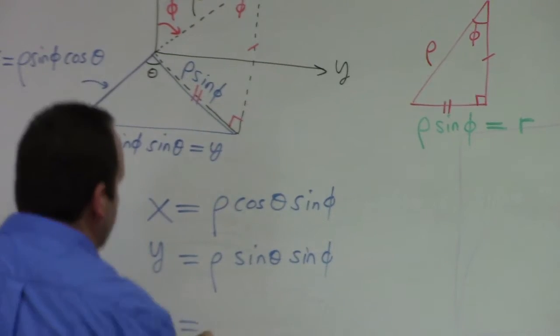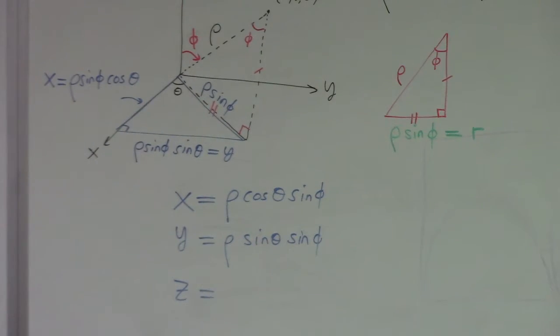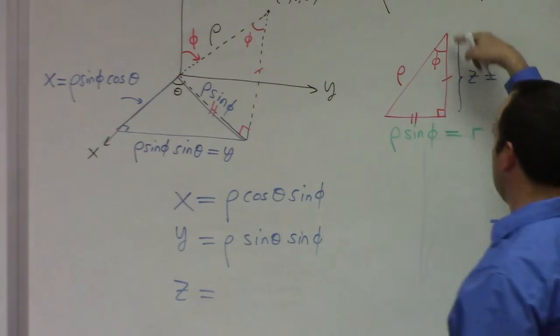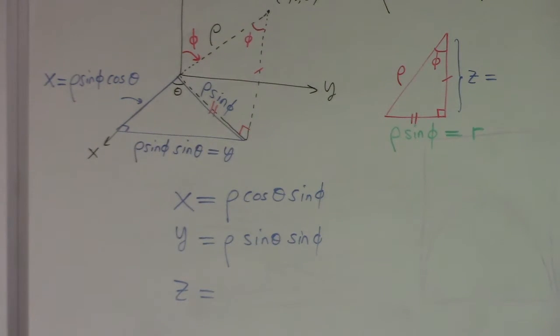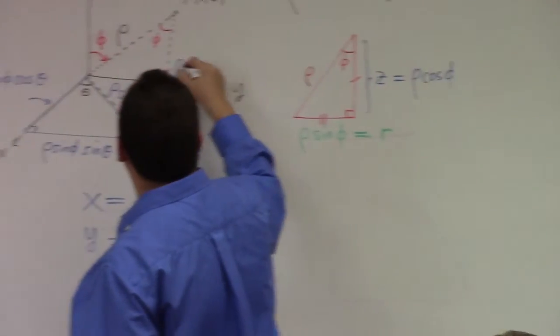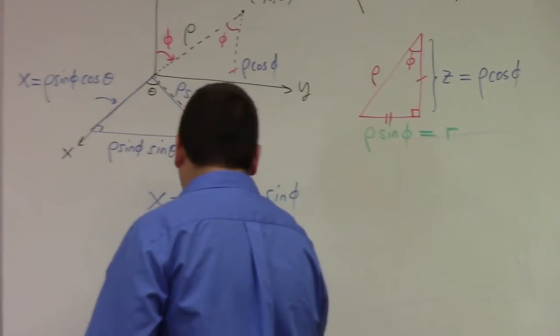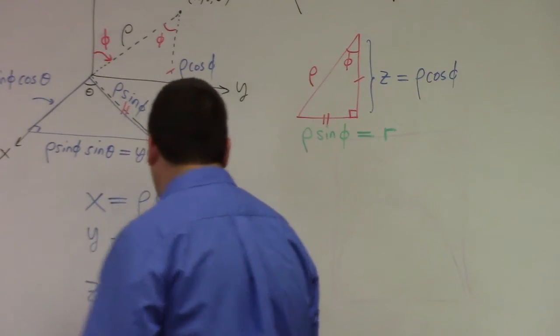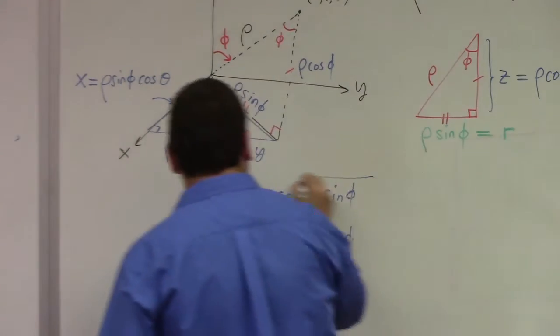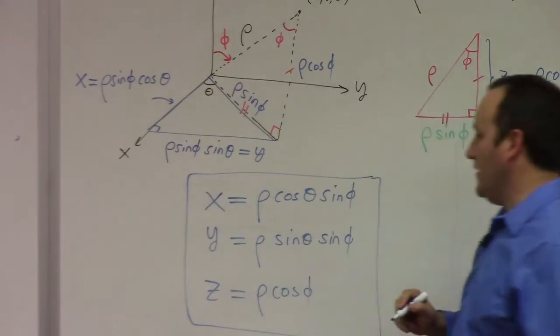And z is equal to what? This is z here, right? What is it equal to? You know, right? What is it? Yeah, cosine, right. Rho cosine phi. So this is rho cosine phi. So z is not as nasty as the other two, but there it is. And these are the beloved spherical coordinate transformations.